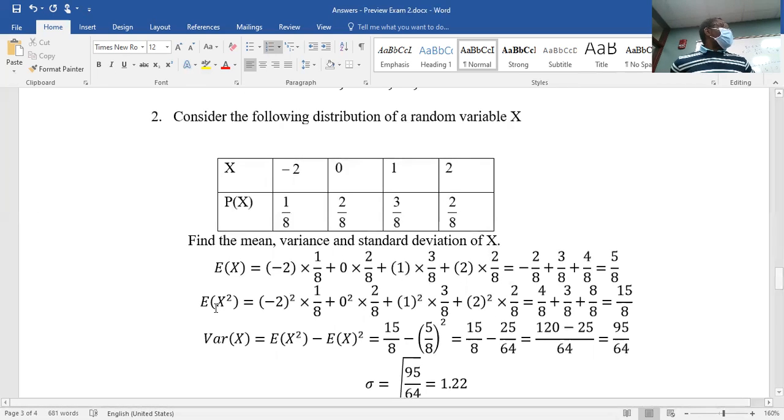So this is a question that can take you much time, but find the mean, variance, and standard deviation of this distribution. To find a mean, you multiply each value by its probability. Multiply each value by its probability.